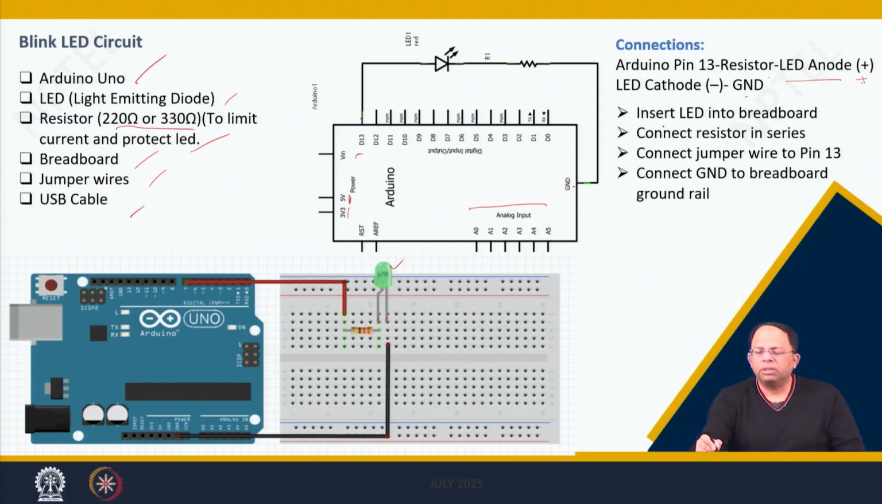So the first job would be to insert the LED in the breadboard. This is how we have done it. One is a long leg, one is a short leg; one is the cathode and one is the anode. Then we connect the resistor in series. See, this line is all connected. So when we connect this in series, that means one after another, right? And then from here it goes to this line, which is again connected, right?